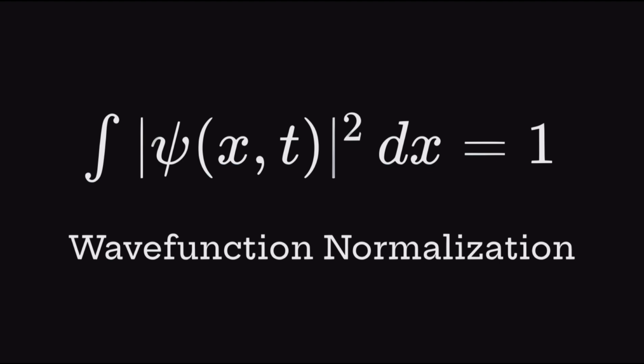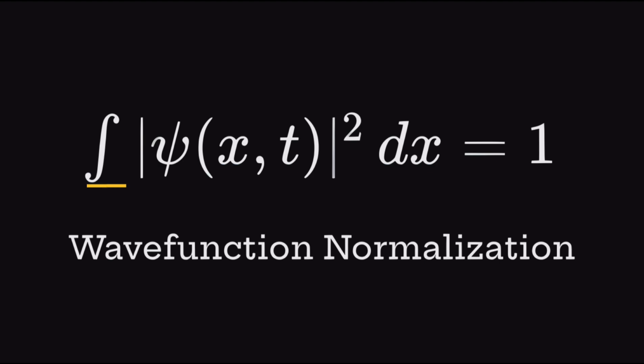If you recall from slide 9, the probability density, which is the magnitude of psi squared, gives us the likelihood of finding the particle at a specific position. However, we don't just care about one position. We care about the entire space where the particle might exist. This is where normalization comes in.